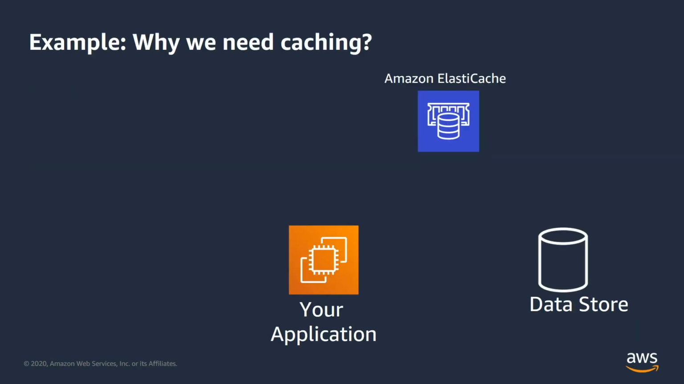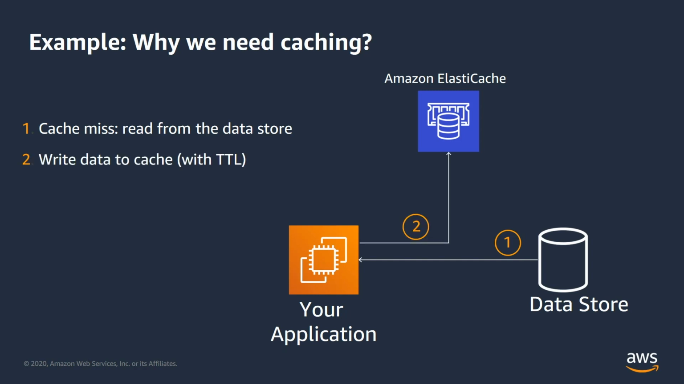Imagine you are doing an expensive read operation from a data store that takes a lot of time. If you can store the result in a cache, when you query for the same dataset later, you can access it quickly, reducing the latency, increasing the speed, and more importantly, reducing the load in the data store. In this example, when the application sees a cache miss, it reads from the data store and stores the result in a cache. When you access the data next time, you can access the data directly from the cache.